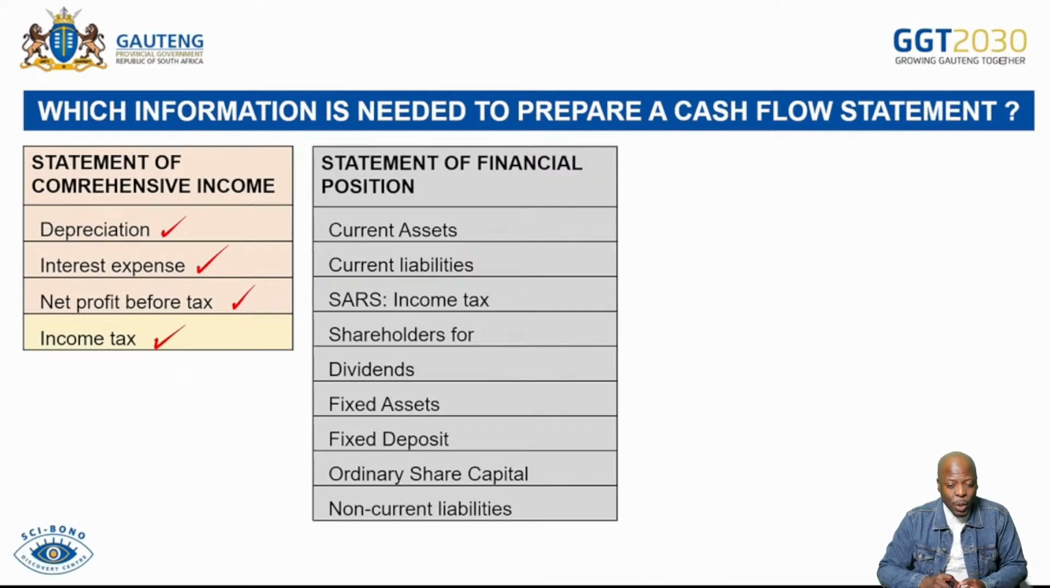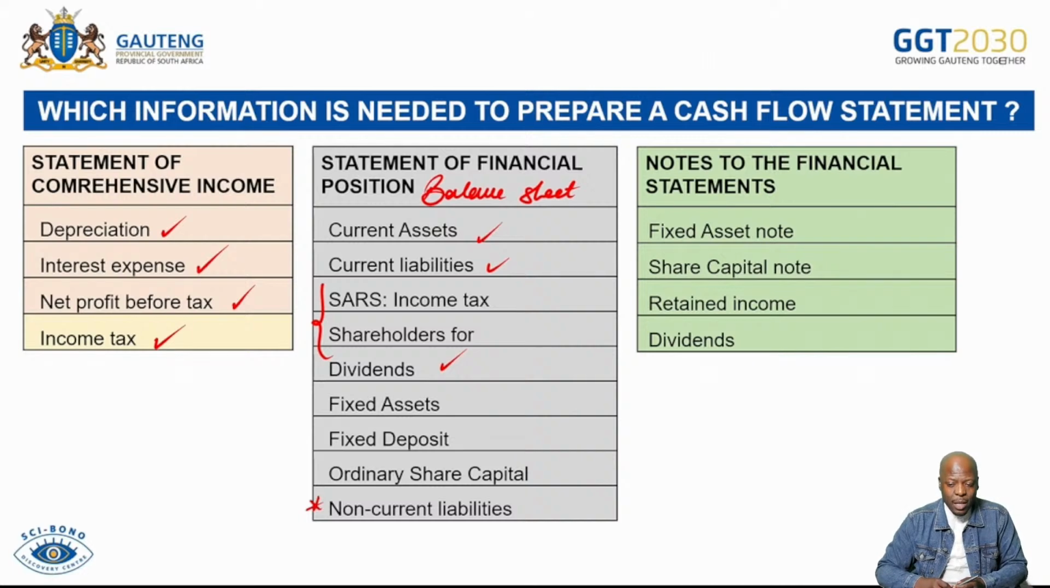You will also need what we call the statement of financial position. That is our balance sheet over here. And from this balance sheet, you will need your assets, that is your current assets. You need your current liabilities, and you need your SARS income tax, shareholders for dividends, and you also need your dividends. All right. And then your fixed assets, your fixed deposit, ordinary share capital, as well as your non-current liabilities. I'll show you how we're going to use all this information. So it simply means you need the two statements that we have done so far, your statement of comprehensive income, and you will also need your statement of financial position.